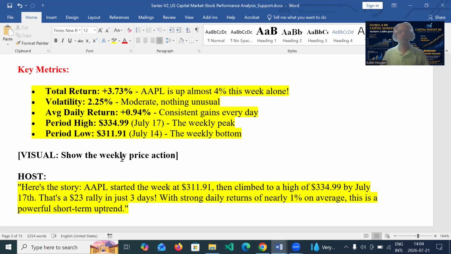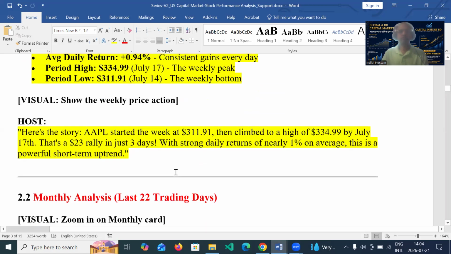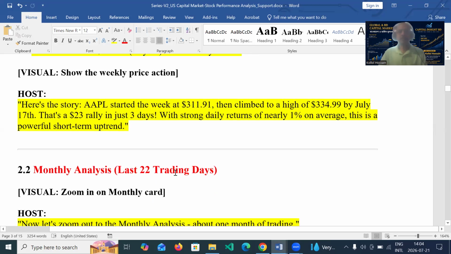Period high 334.99 on July 17, the weekly peak. Period low 311.91 on July 14, the weekly bottom. Here's the story. Apple started the week at 311.91, then climbed to a high of 334.99 by July 17th. That's a 23 point rally in just 3 days, with strong daily returns of nearly 1% on average. This is a powerful short-term uptrend.